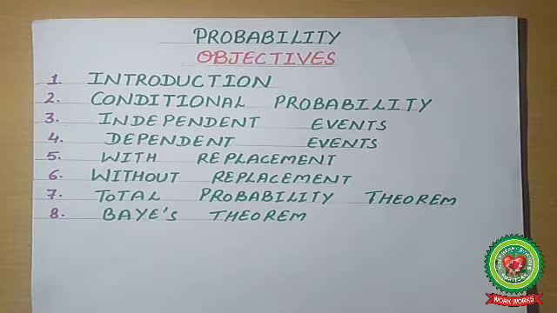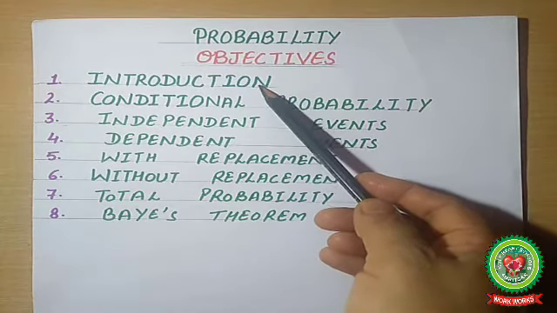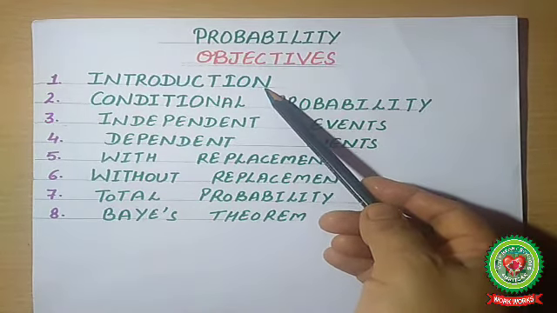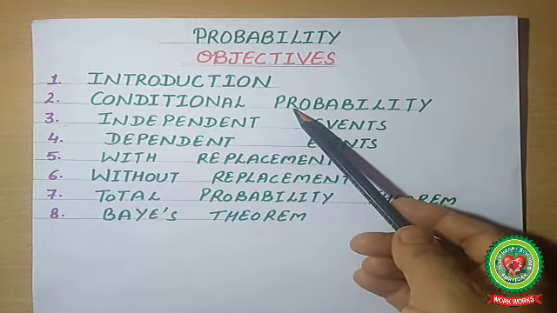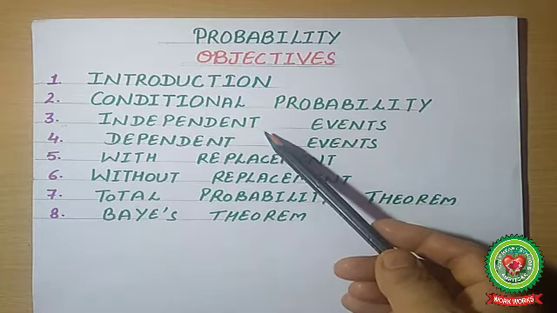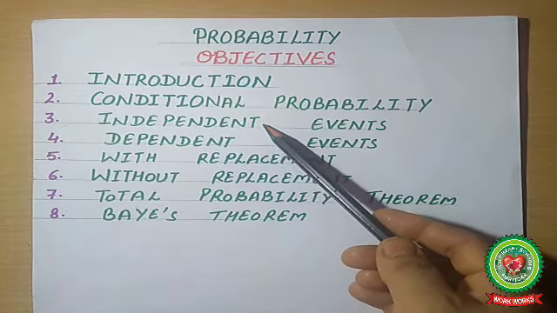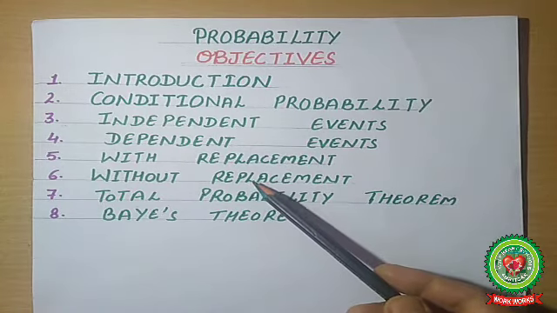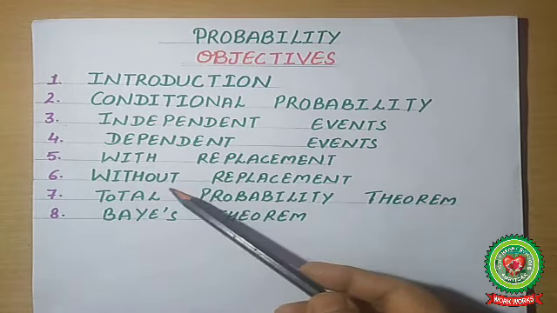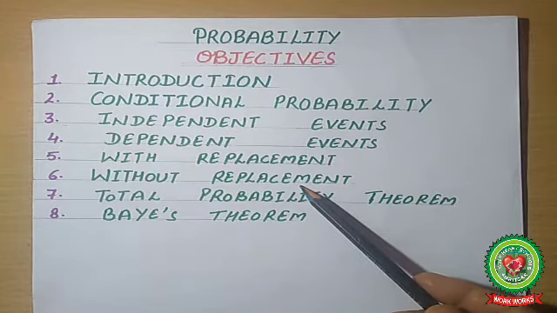Good morning, students. As we have already started the topic of probability, we have learned many concepts related to it. In the introduction, we learned the meaning of probability and its main formula. Then we learned about conditional probability. After that, we learned the difference between independent and dependent events. In our previous session, we learned problems based on with replacement and without replacement, and how we can solve that type of problem.